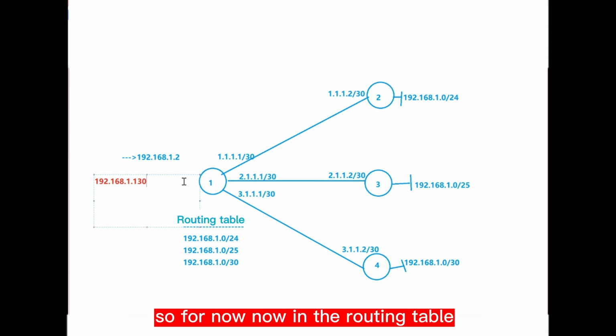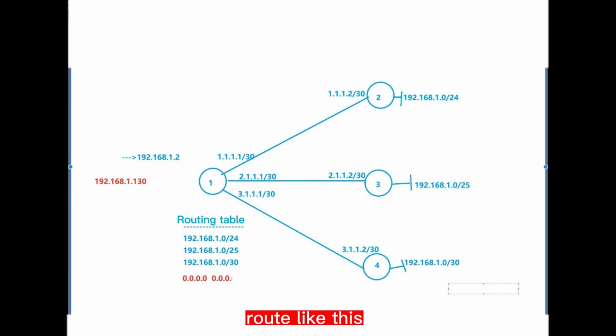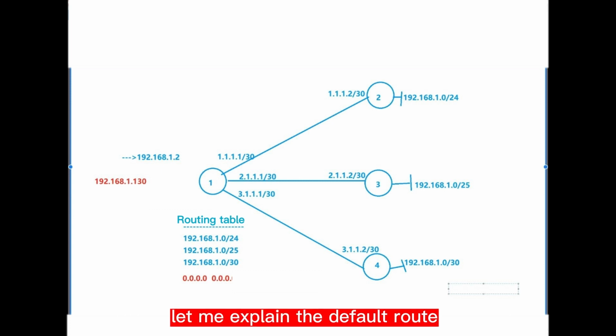So for now in the routing table, there is a more magical route, called 0.0.0.0 with mask also 0.0.0.0. A route like this we call the default route. Let me explain the default route. Draw a simple picture.